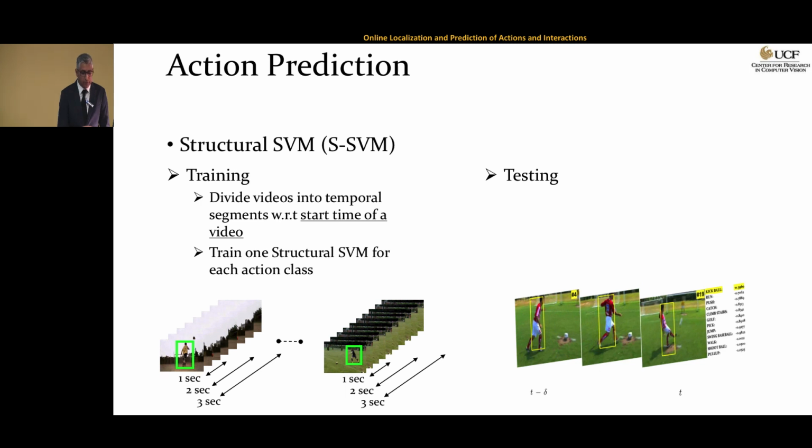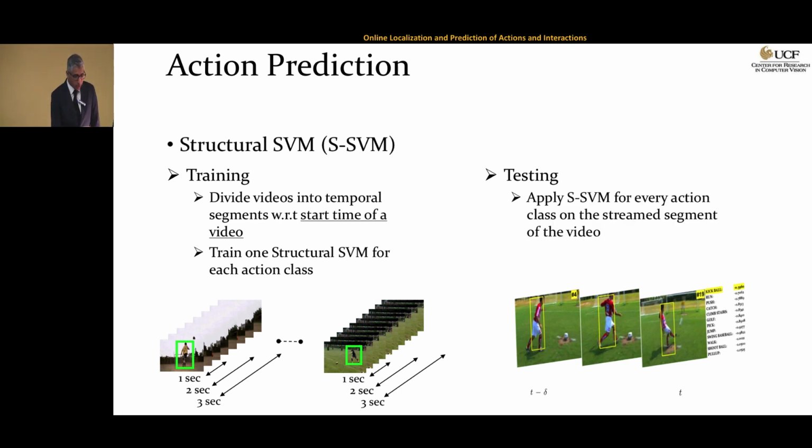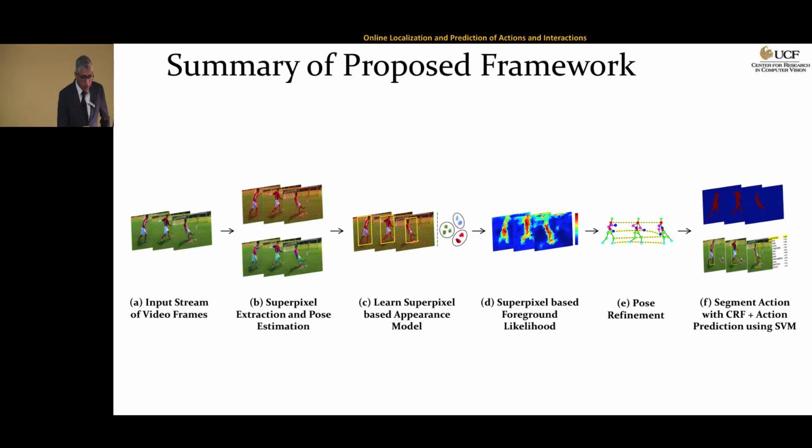So in testing, once we have these locations and frames from the video, we apply this structural SEM at each location, and that gives us a prediction score over time. In summary, this is how our approach looks, where we started from an input stream of video frames on the left. We use superpixels and poses to learn appearance and come up with a foreground likelihood score. We refine poses, and then finally we use CRF as well as the structural SEM and binary SEM to predict and localize the action.